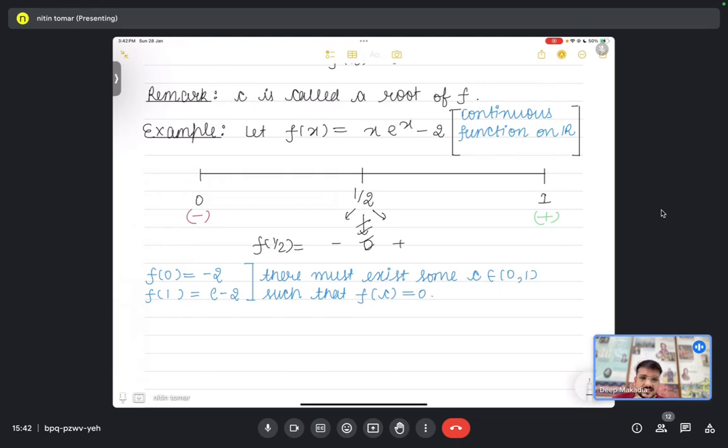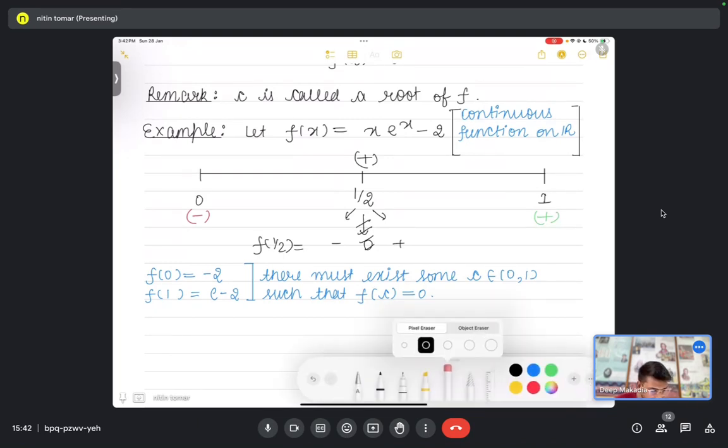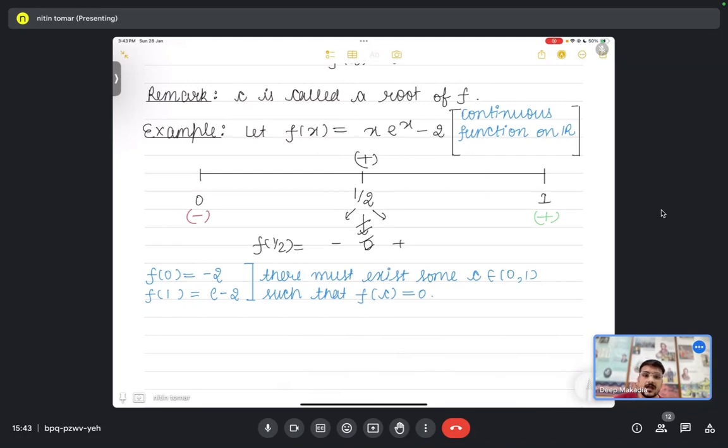If f of half is, let's say, negative, then what can you say about the location of root? Let us say f of half is negative. So in which interval will the root lie? Half and 1. Very good. And let us say f of half is positive. Then what should we conclude from the location of roots theorem? 0 and half. So in all the three possible cases, I am able to draw some conclusion. Correct?